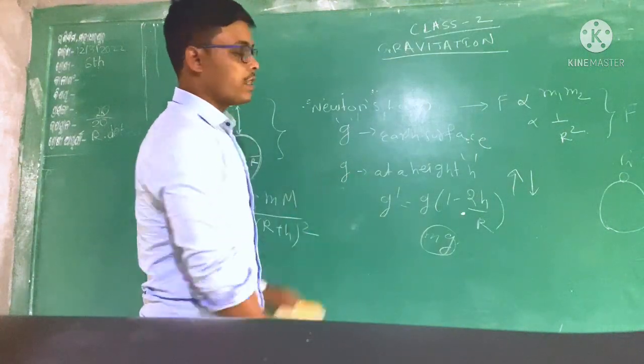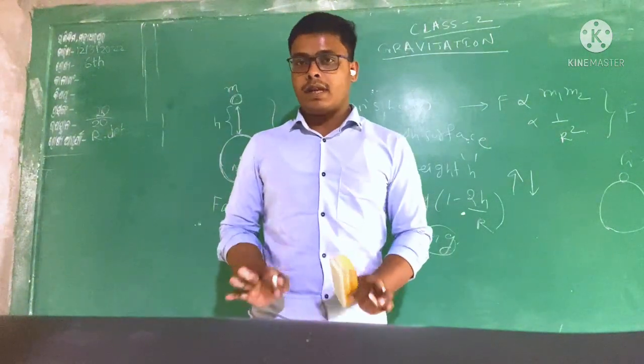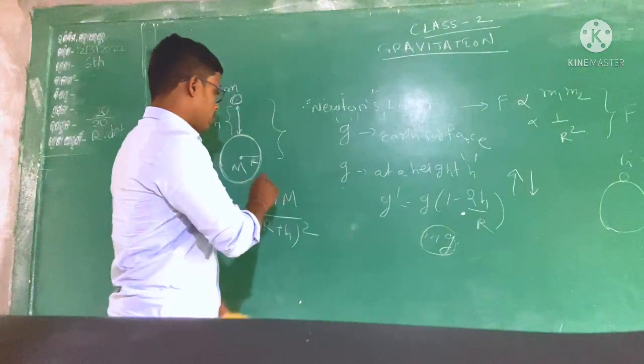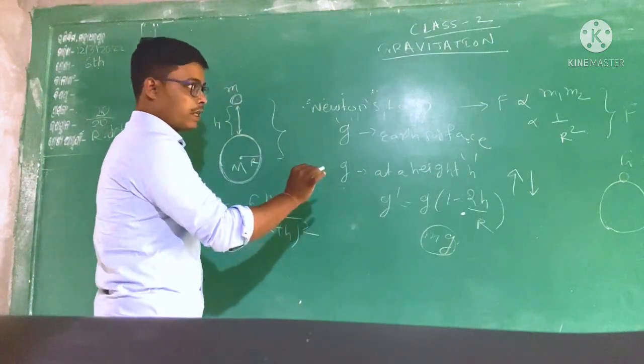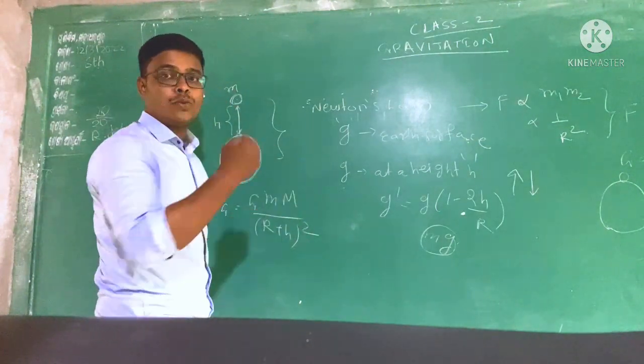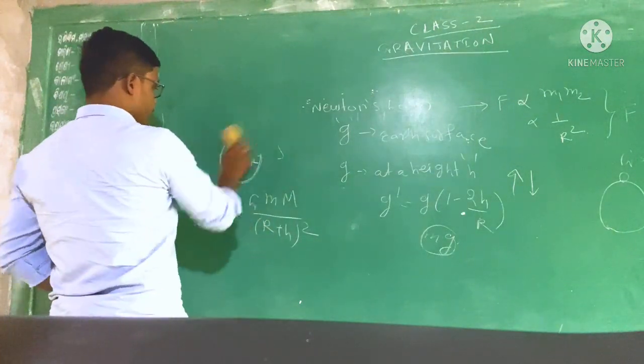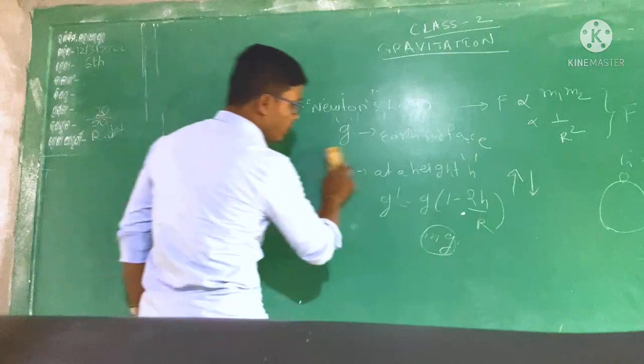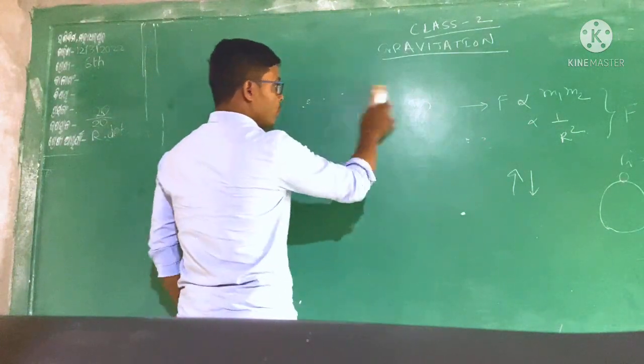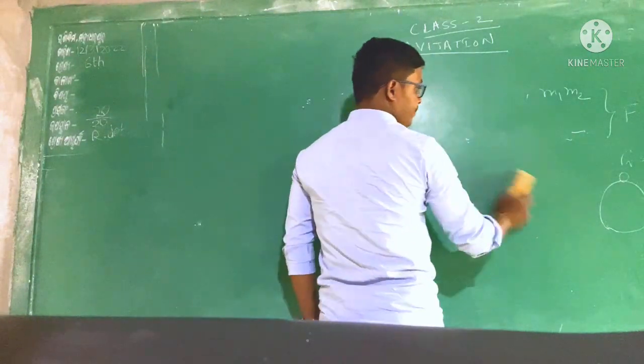The gravitational force always acts as a centripetal force, because the gravitational force is a vector quantity and its direction is towards the center. Okay, so now we will see what will be the value of g when we are moving downward.